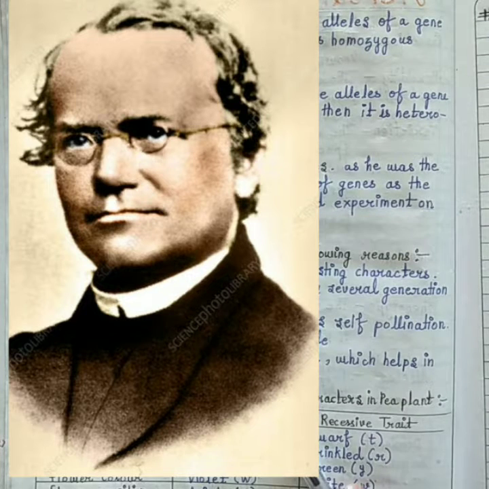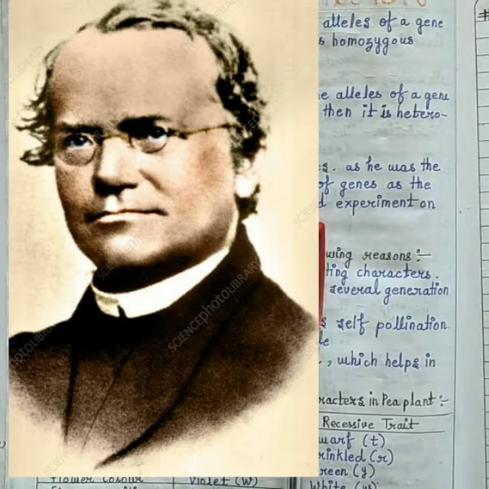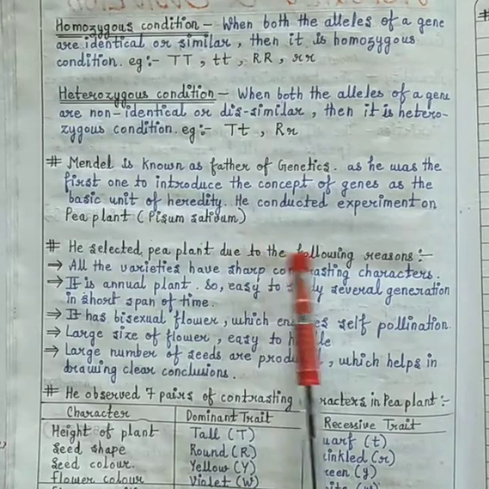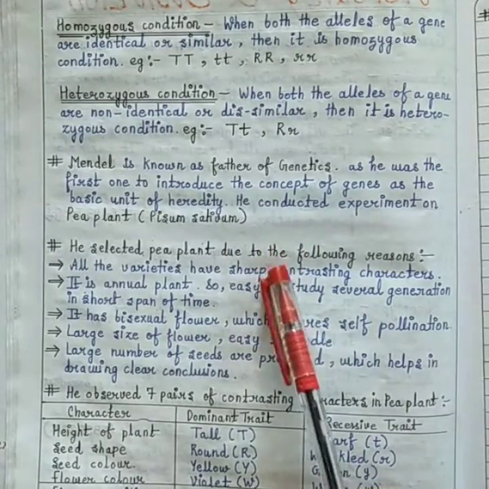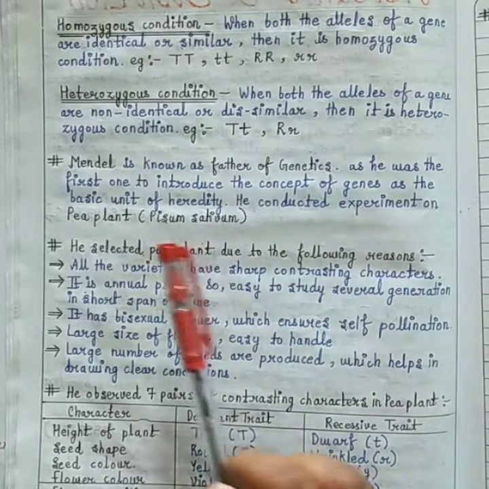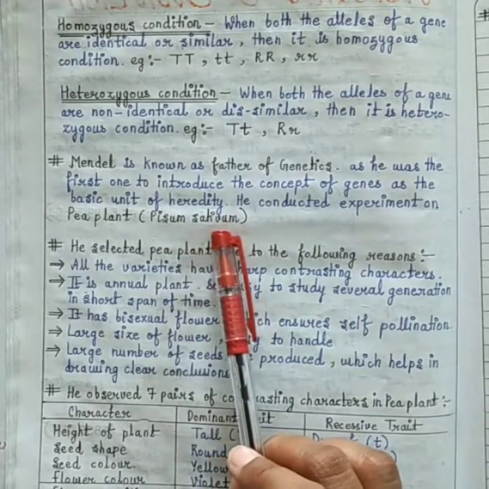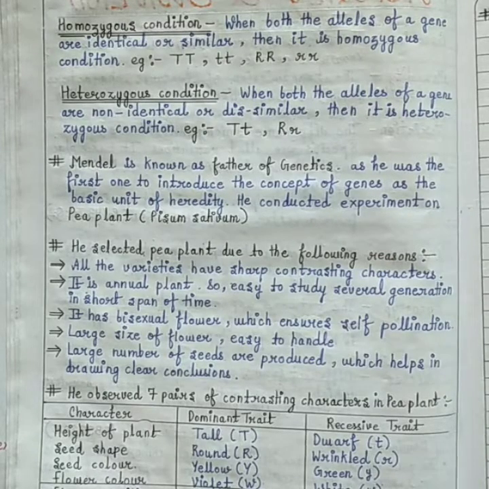Now Mendel, Gregor John Mendel is the full name. He is known as father of genetics. Now there is a reason behind why we call him father of genetics. We call Mendel the father of genetics because he was the first one to introduce the concept of genes as a basic unit of heredity. He was the first person to say that genes are the basic unit of heredity.